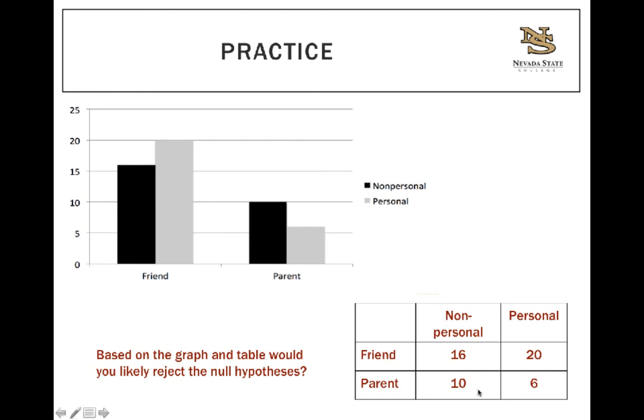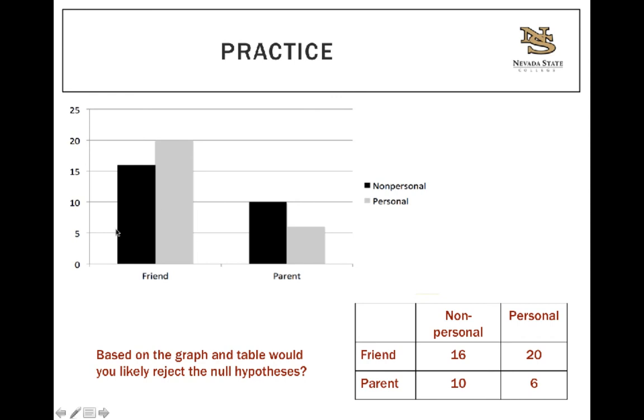So non-personal on average is about 13. Here it's about 13. So I'm just looking at these numbers. I'm averaging the 10 and the 16 here and the 20 and the 6 here. So you'll notice that there isn't really a difference between non-personal time and personal time, unless you're looking at which conversation type they're having with whom.